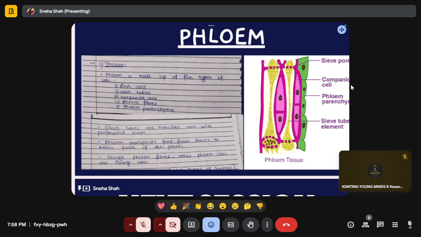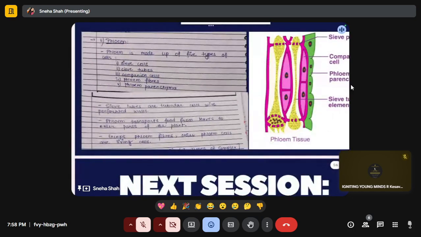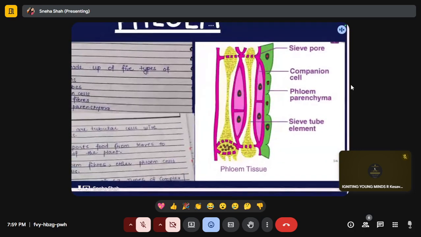Okay. Talking about phloem, it is basically made up of 5 types of cells. As you can see here, sieve cells, sieve tubes, companion cells, phloem fibers, and phloem parenchyma. Sieve tubes are tubular cells with perforated walls. Phloem transports food from leaves to other parts of the plant. Except phloem fibers, other phloem cells are living cells. Only fibers of phloem tissue are dead, other cells are living cells.